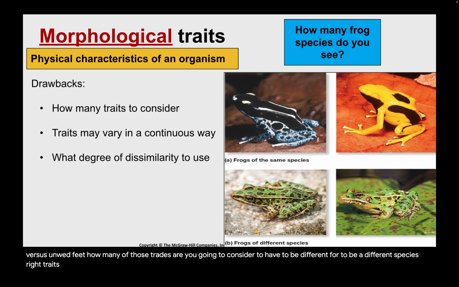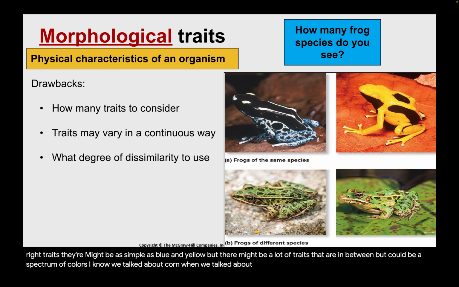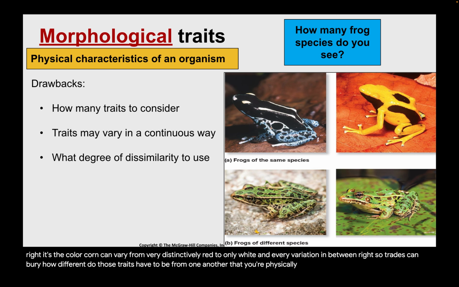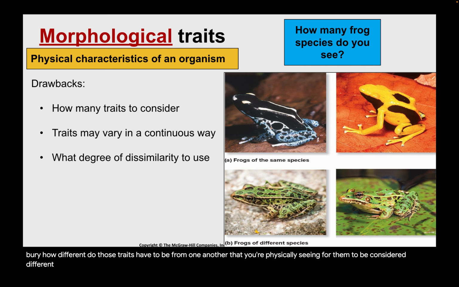Right? Traits, they're also continuous. Right? Some traits might be as simple as blue and yellow, but there might be a lot of traits that are in between, or could be a spectrum of colors. I know we talked about corn when we talked about polygenic genes, where multiple genes influence one trait. Right? So the color of corn can vary from very distinctively red to only white and every variation in between. Right? So traits can vary. How different do those traits have to be from one another that you're physically seeing for them to be considered different? Right? So what degree of dissimilarity are you going to use?